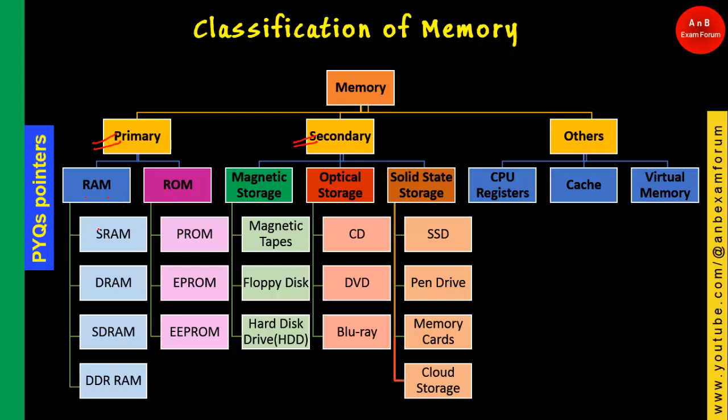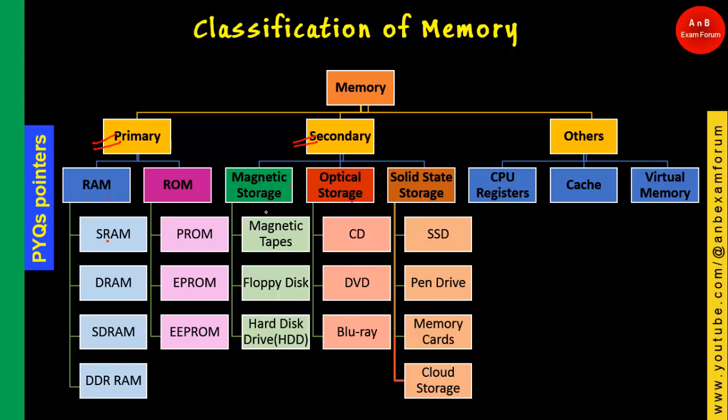And just remember, there are 4 types of RAM: SRAM (static RAM), DRAM (dynamic RAM), SDRAM (synchronous dynamic RAM), and DDR RAM (double data rate RAM). Similarly, for read only memory, there are 3 types: PROM, EPROM, EEPROM.